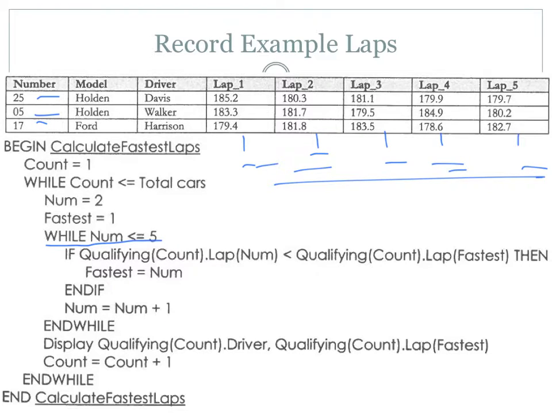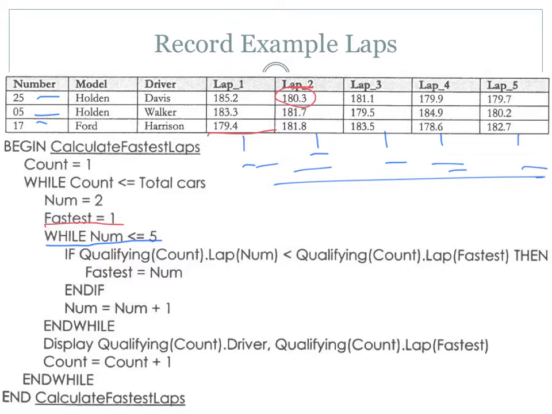The reason why you start at 2 is you cannot start at 1. We set the fastest to be 1 because we're going to assume this is the fastest lap. So for the Holden driver, Davis, number 25, we assume lap 1 is the fastest lap. Then we compare it to lap 2: if lap 2 is less than the qualifying count fastest, then I'm going to reset the fastest lap to whichever number I'm on.